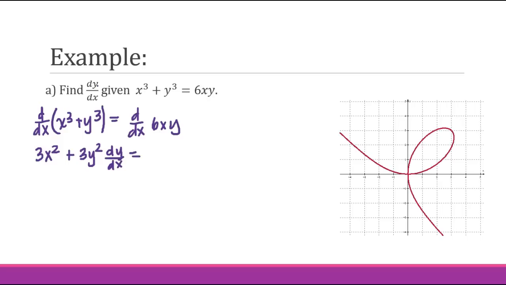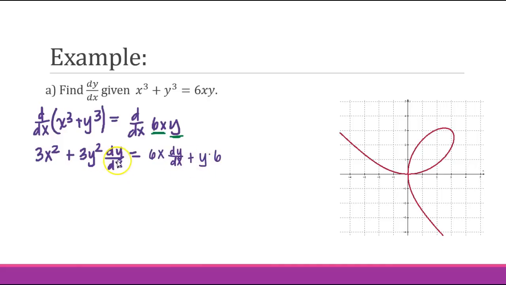Now on the right-hand side, we have a product rule. So 6x is one function and y is a separate function, so we have to use a product rule in this case. We're going to have the first function, 6x, times the derivative of y, which is going to be dy/dx, plus the second function y, and we're not taking its derivative, so we don't put a dy/dx, times the derivative of 6x, which is just 6.